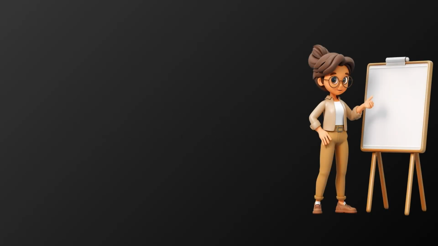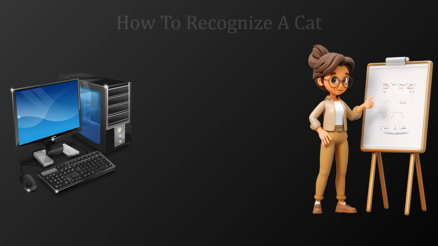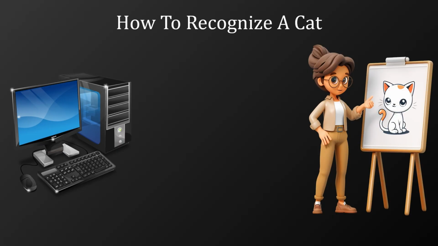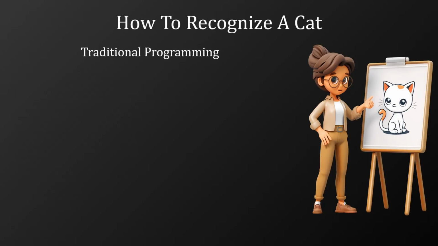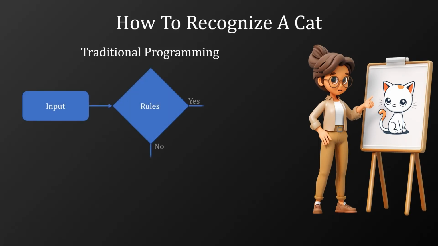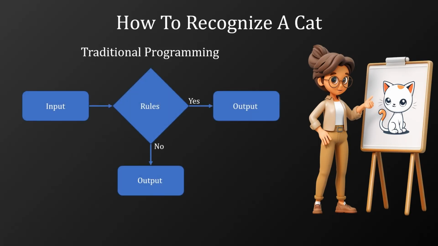Imagine you're teaching a computer how to recognize a cat. In traditional programming, you'd write down all the rules to identify whether an input is a cat or not. For example, if it has whiskers, pointy ears, and a tail, it's a cat. Else, it's not a cat. You have to think of every possible detail yourself and code it explicitly, which is difficult.